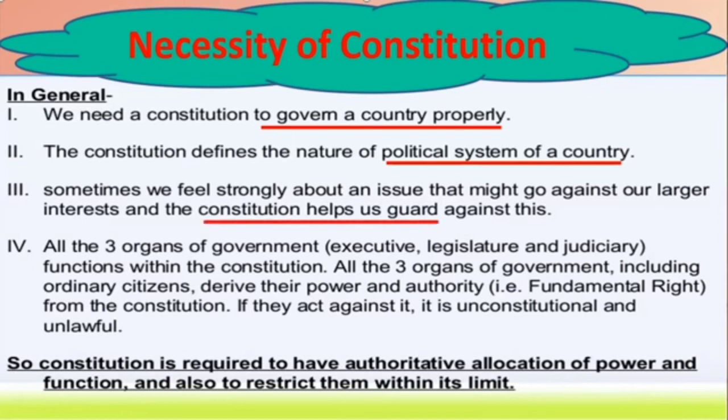Sometimes there are so many issues in our surroundings. Some things are good for us, some things are bad for us, which may cause harm to us. So the constitution tries to guard us against all these things which might be harmful for our growth and for our development as citizens. Now what happens sometimes? The government has to function at various levels. So in our country, the government functions on three levels: the executive, the legislature, and the judiciary.